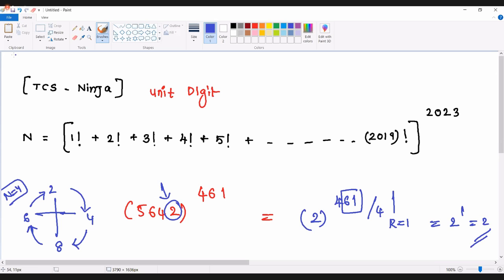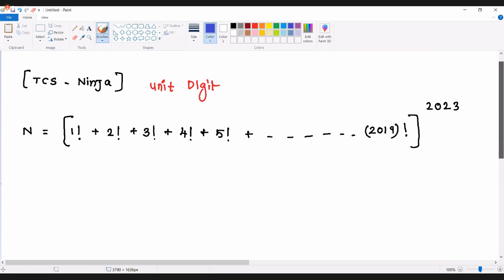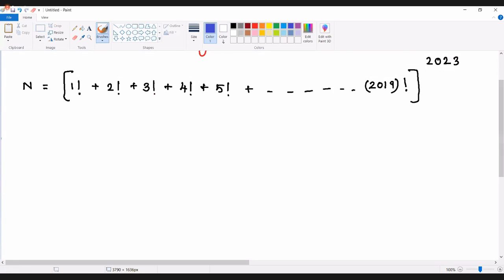But the only difference when compared to the previous questions we have already done is that here we are not having any direct base. They have given 1 factorial plus 2 factorial and so on till 2019 factorial. No need to get confused here. There is one simple thing. Let me start. What is the value of 1 factorial, my dear students?